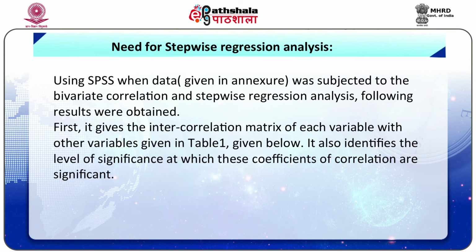Using SPSS, when the data given in the annexure was subjected to bivariate correlation and stepwise regression analysis, the following results were obtained. First, it gives the intercorrelation matrix of each variable with other variables, given in Table 1 below. It also identifies the level of significance at which these coefficients of correlation are significant.